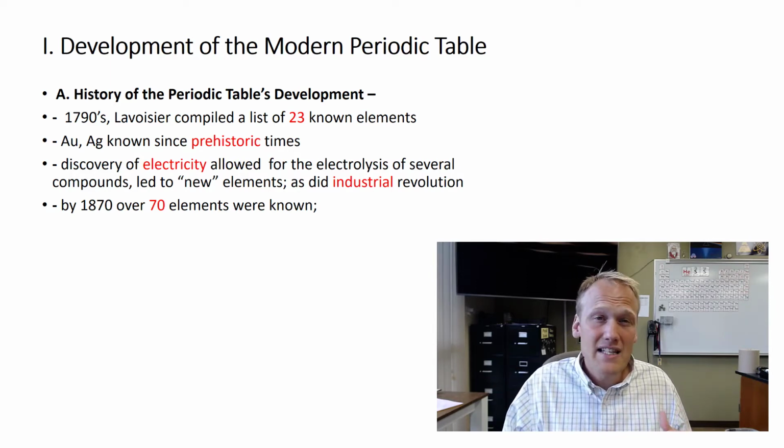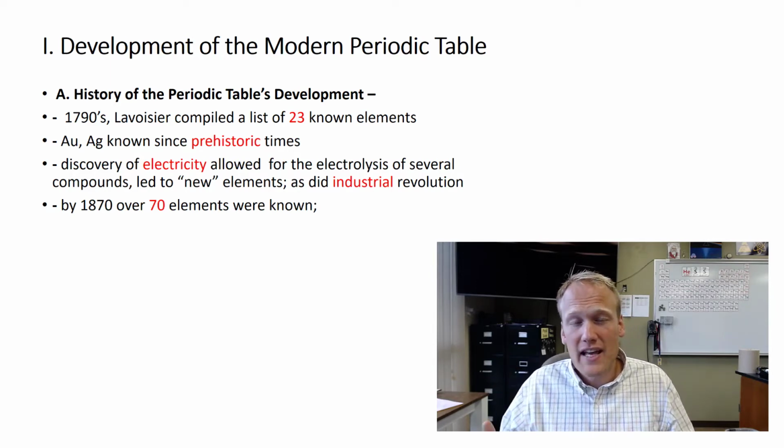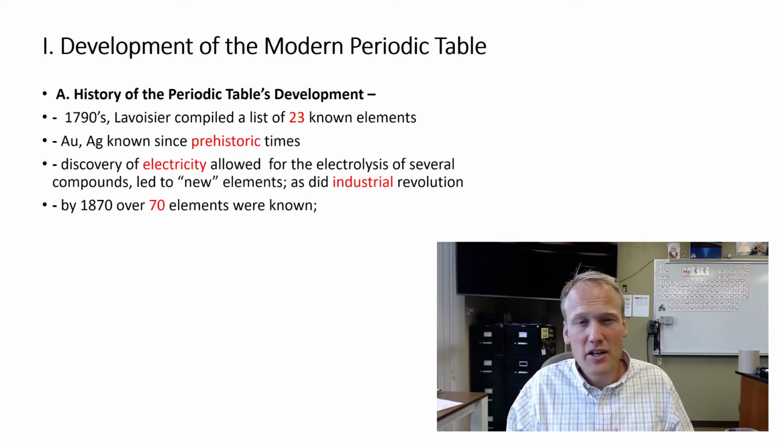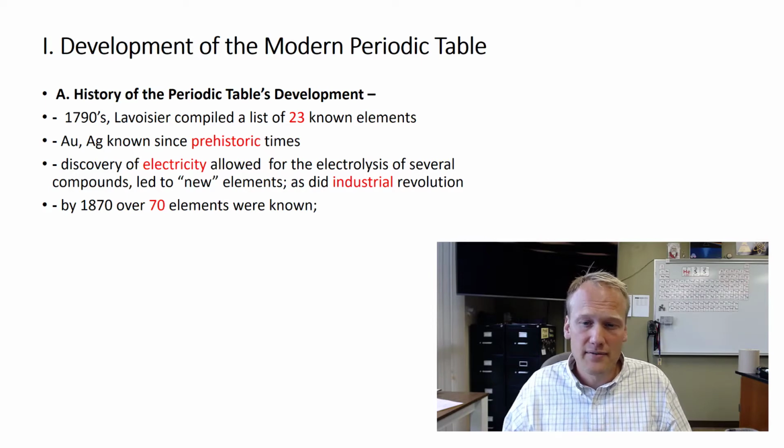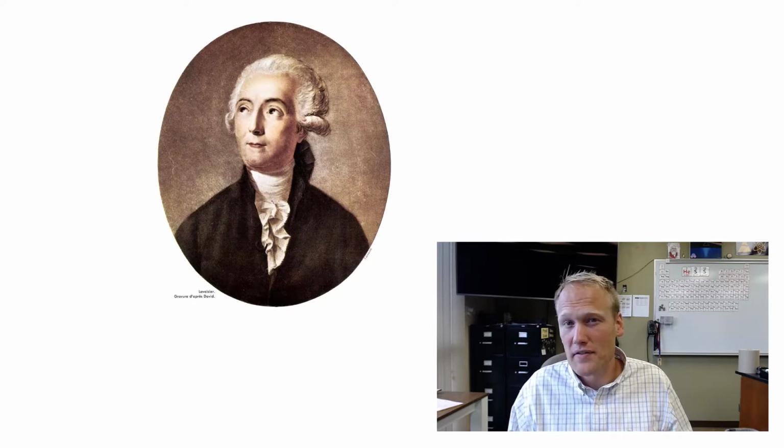From 1790 with Lavoisier to the 1870s, which is about an 80-year period, we went from 23 known elements all the way to 70. This is a picture of Lavoisier. He was the first one to try to organize these elements.